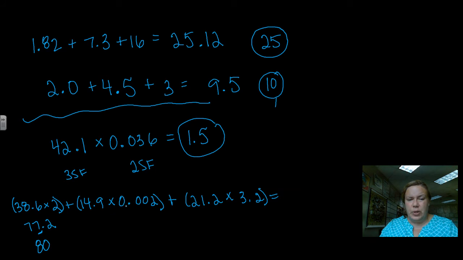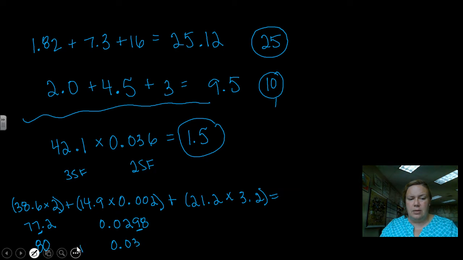Then you have 14.9, which is 3 sig figs, plus 0.002, which is just 1 sig fig. And so you're going to get 0.0298, but we only need 1 sig fig. So we're going to look at this 9 that makes that 2 a 3. So we have plus 0.03.